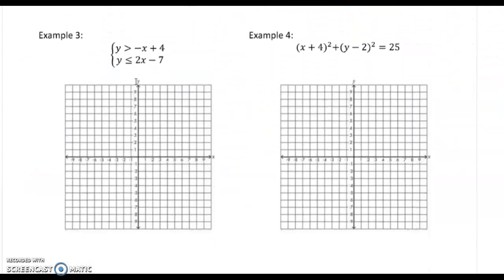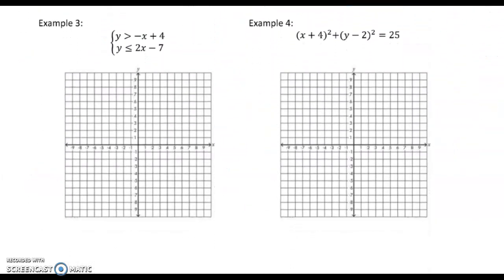Okay, so down here on example 3, this is a system of linear inequalities. So that means that there is just more than one.